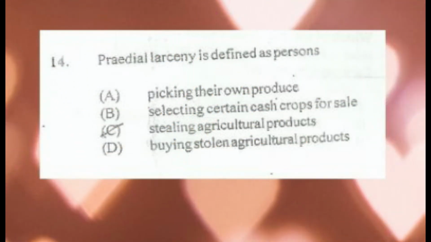Number 14. Predial larceny is defined as persons A. Picking their own produce, B. Selecting certain cash crops for sale, C. Stealing agricultural products, and D. Buying stolen agricultural products. The answer is C. Stealing agricultural products.